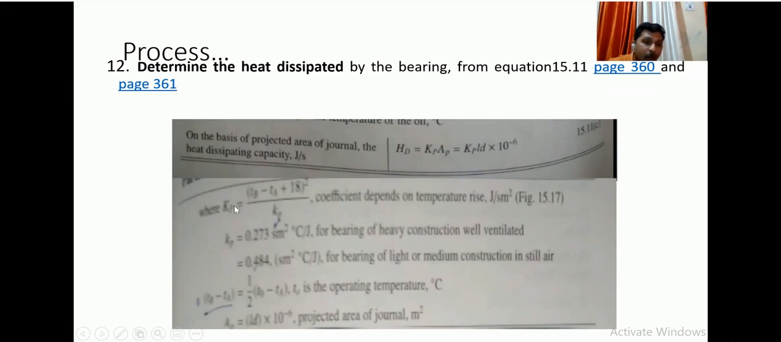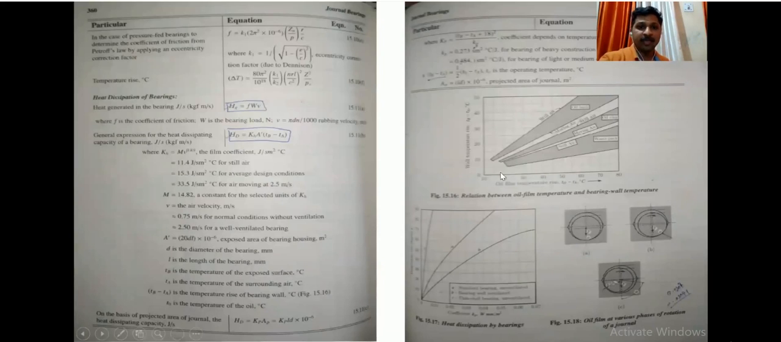Now the problem is how to calculate this Tb minus Ta. This is nothing but T0 minus Ta, where T0 is the operating temperature and Ta is the ambient temperature. This ambient temperature we generally take as 27 degrees if it is not given in the problem. So by knowing all these things, we can find out the heat dissipation. Once we have found the heat dissipation, we will compare it with the heat loss. These equations are given on pages number 360 and 361.